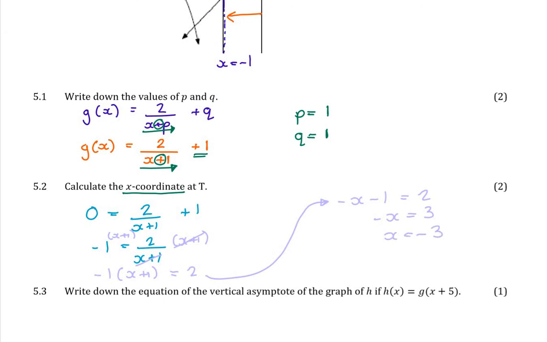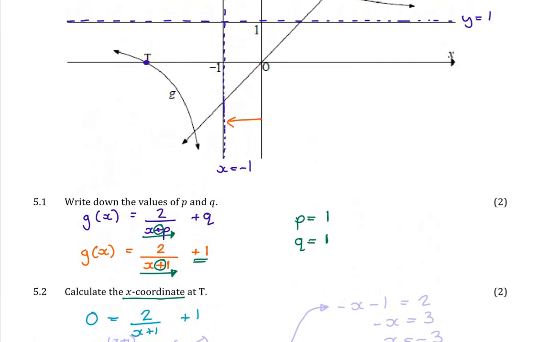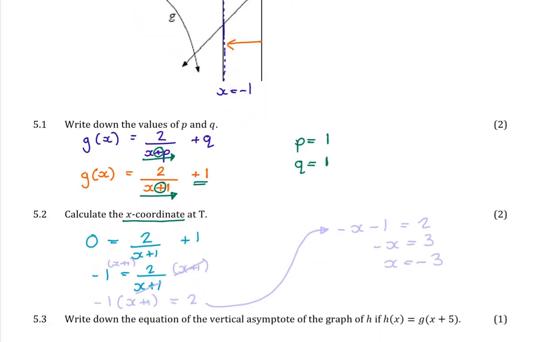And again, they didn't say a coordinate, they said the x-coordinate. So x is minus 3. Now just have a look at that. Does that look plausible? Yeah, it does look plausible. It has to be less than negative 1, and we don't draw to scale, so that looks about right.